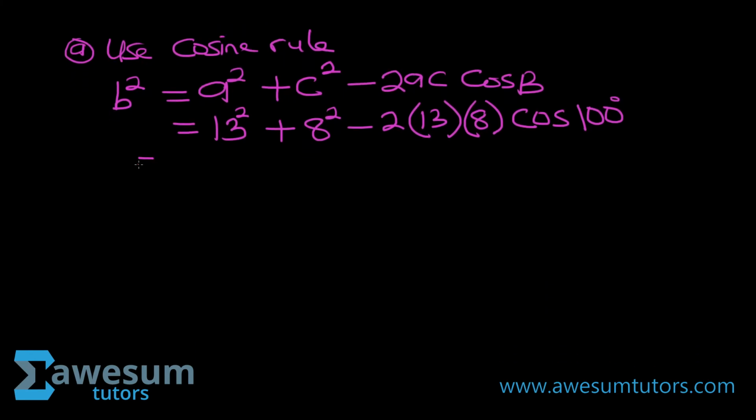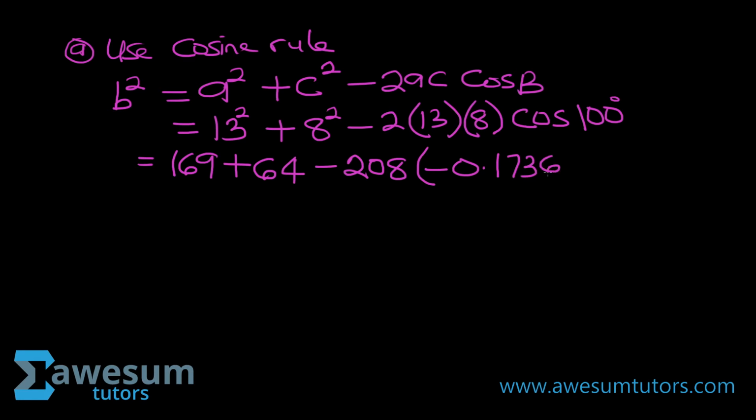So this is going to give us 13 squared is 169. That's 13 times 13. 8 squared is 64. Minus 2 times 13 times 8, that's going to give me 208. Then what is cosine of 100? You can use your calculator. Make sure that your calculator is in degrees. And this is going to give me negative 0.1736. Very good, guys. So 169 plus 64 is going to give me 233.